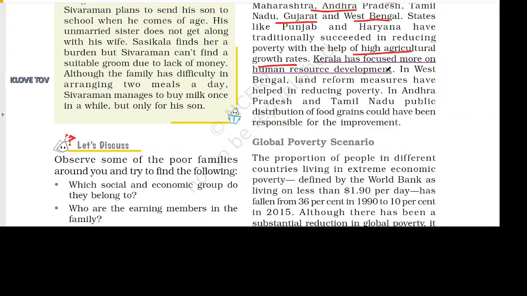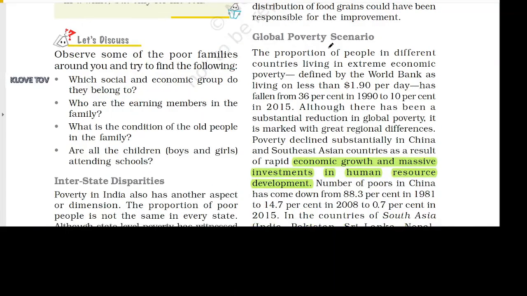Kerala has focused more on human resource development. In West Bengal, land reforms measures have helped in reducing poverty. In Andhra Pradesh and Tamil Nadu, public distribution of food grains could have been responsible for the improvement.